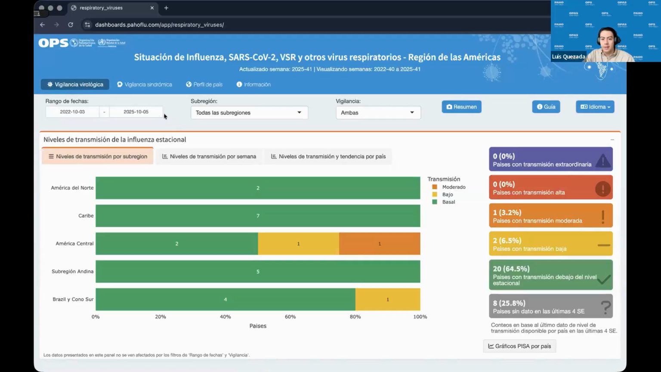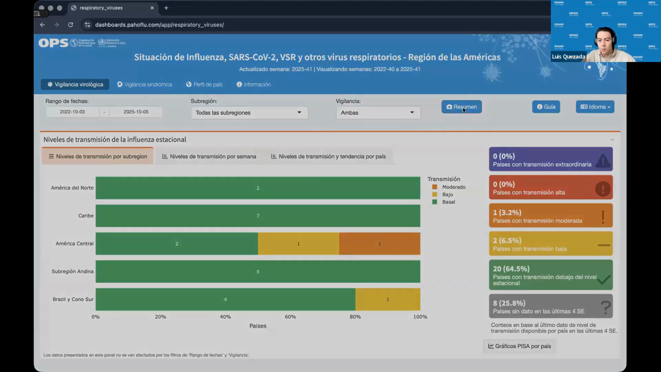In this section, we can interact using several filters to find the information that we need and create the visuals that we need. The first one is a date range filter that allows us to choose an analysis period. The second is a subregion filter that allows us to choose a specific subregion to observe more detailed data about the countries. And in surveillance, we can also choose to observe all, or sentinel and non-sentinel observation.